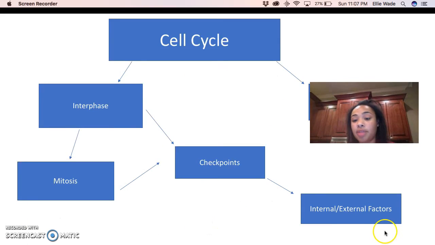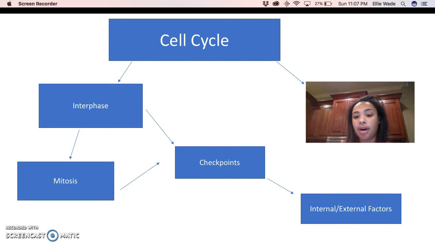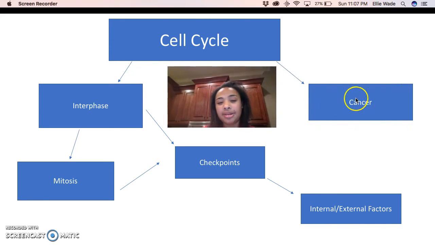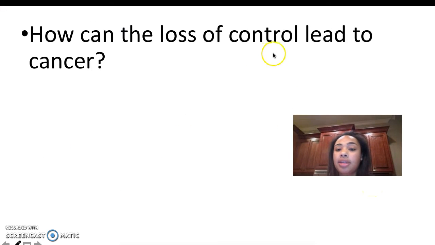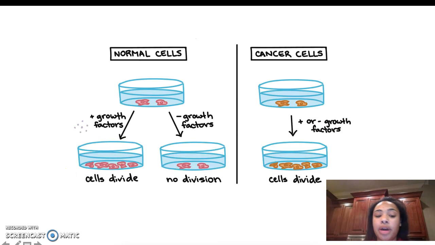So now that we've discussed all the internal and external factors that control the cell cycle and make it go around correctly, we're going to talk about what happens if the cell cycle doesn't go correctly. One question we're going to answer in this video is, how can the loss of control in the cell cycle lead to cancer? And so to answer this question, we have to understand what a growth factor is.